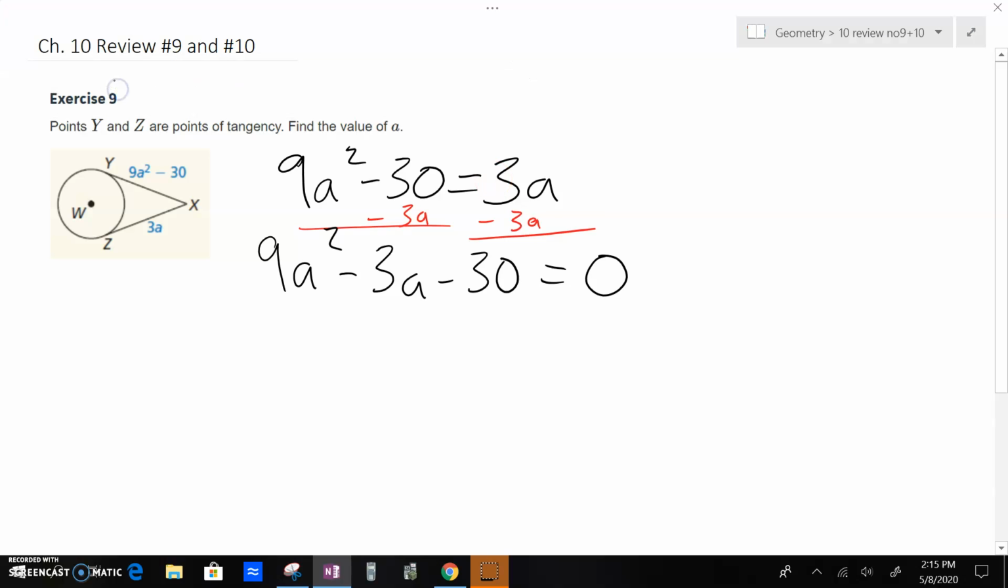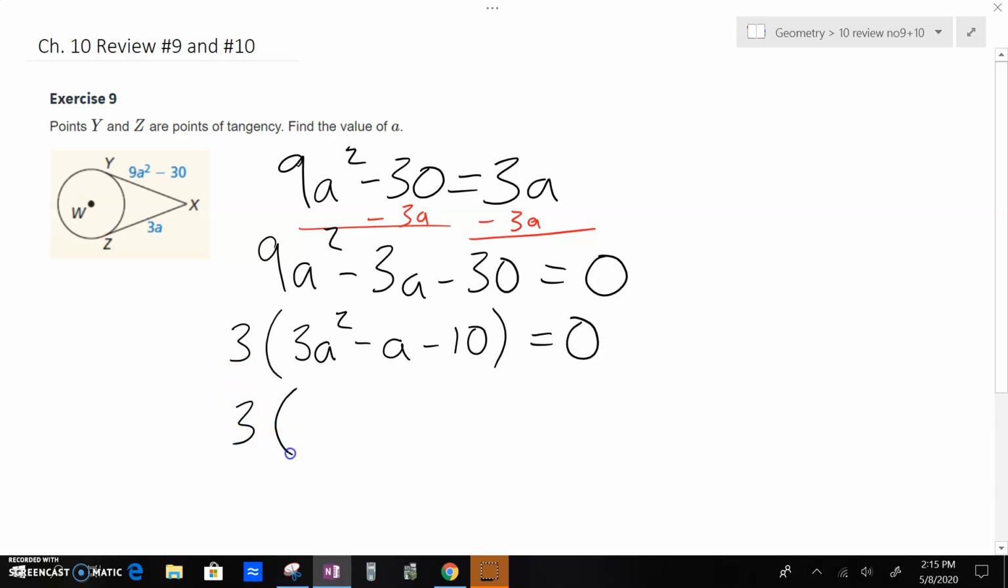And then what you're looking to do is factor it. So what you want to do at this stage is figure out, do these three pieces all have a number in common? In this case, they do, and it's a 3. So I'm going to take that 3 out, and I'm left with 3a squared minus a minus 10. And then you have to factor this expression, which is a tricky thing to do from an algebra standpoint.